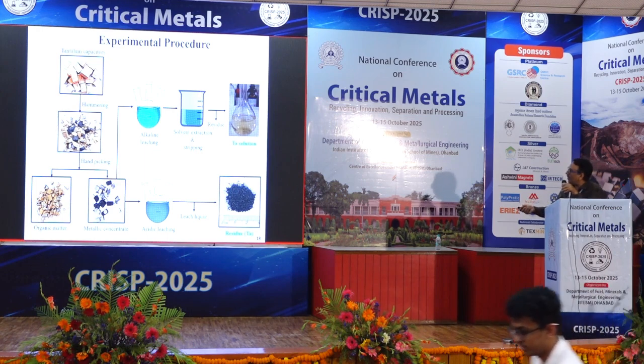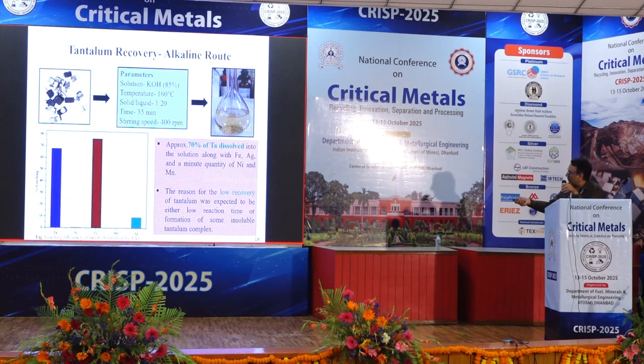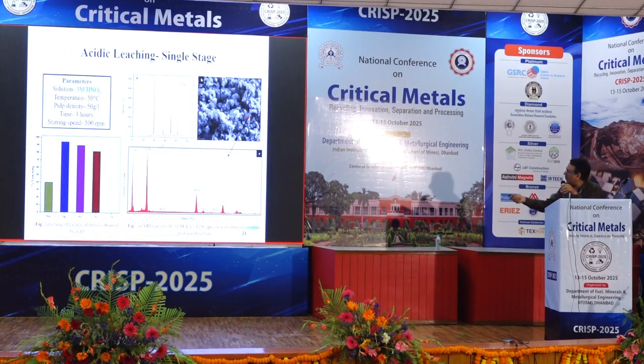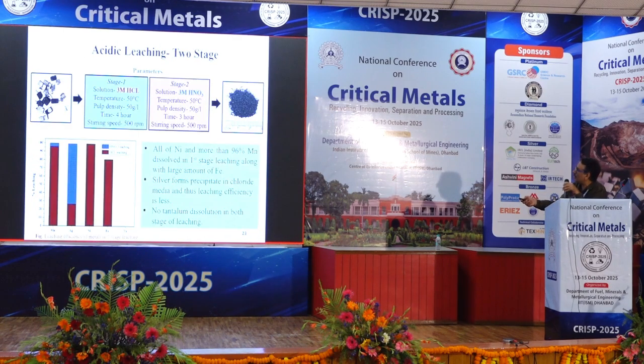So by that way, we chose the leaching. Even in the leaching, two methods we adopted, single and double. I'm directly going to the double. So we took hydrochloric acid and then nitric acid in two steps and tried to leach all the metals. You can see manganese, silver, nickel, iron are joining the acid solution, but no tantalum is going into the solution. So tantalum remains there in the residue.